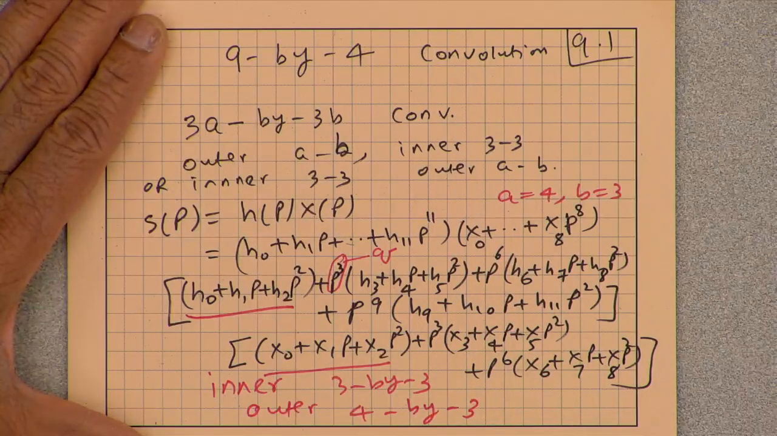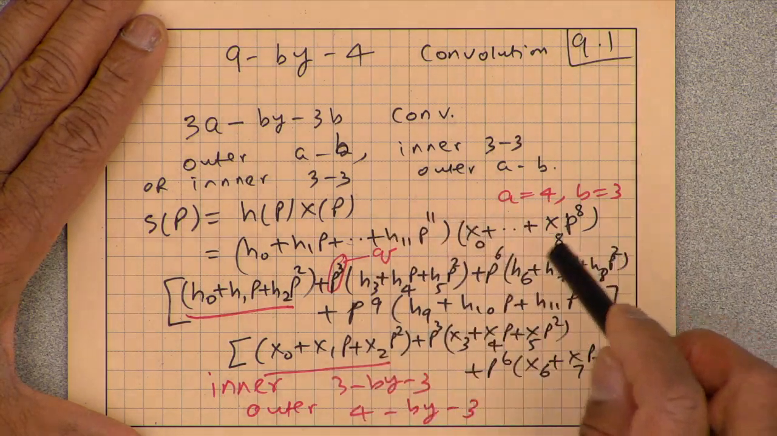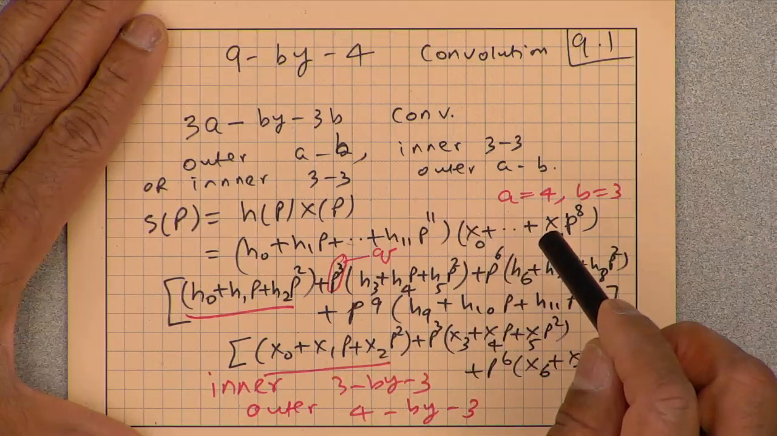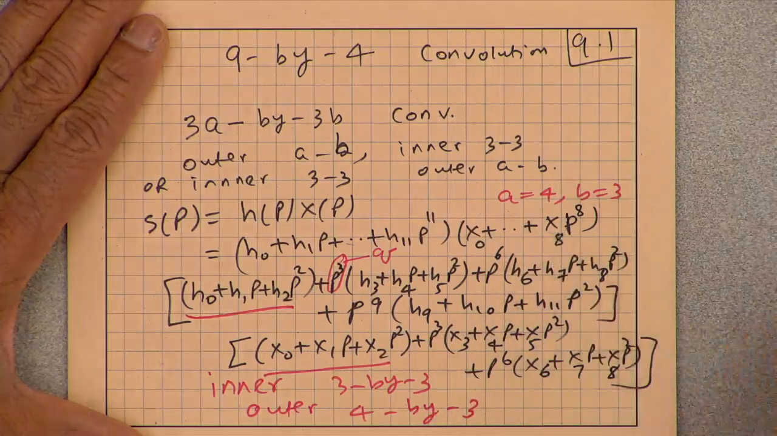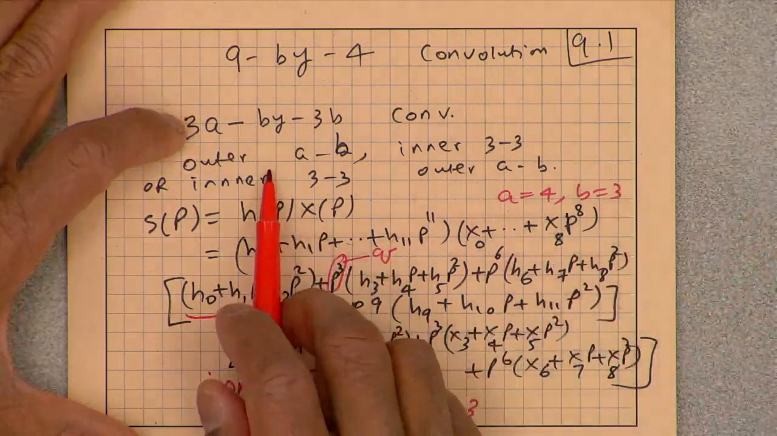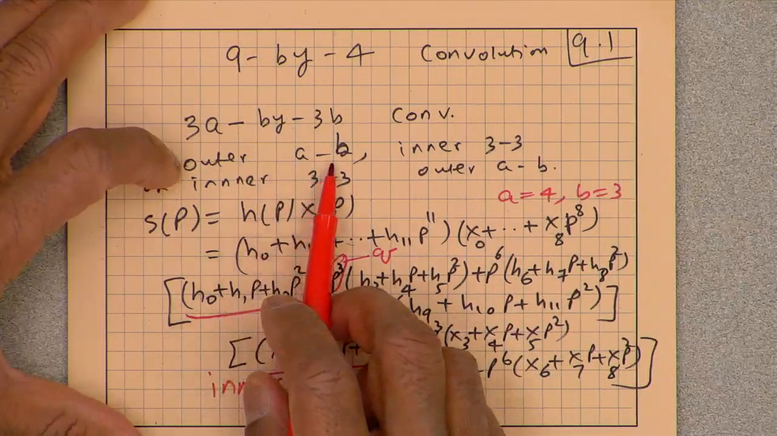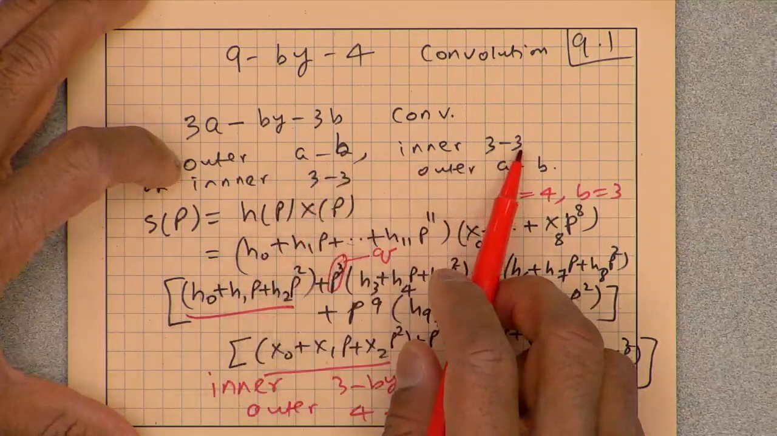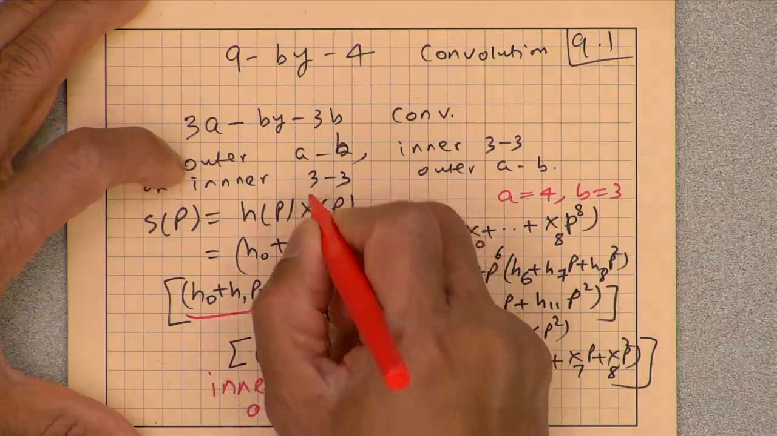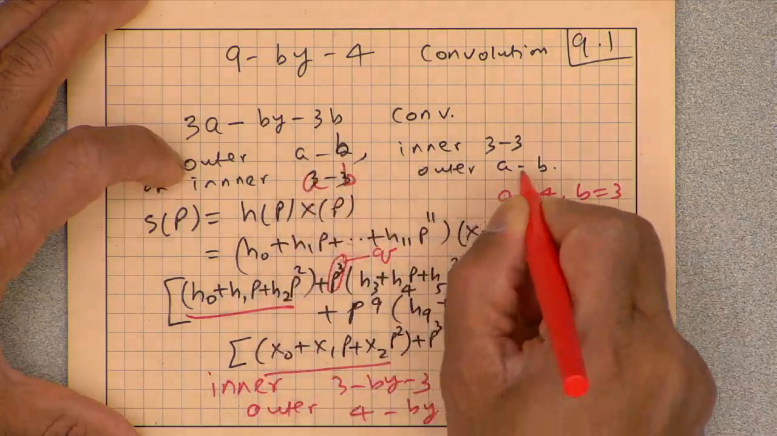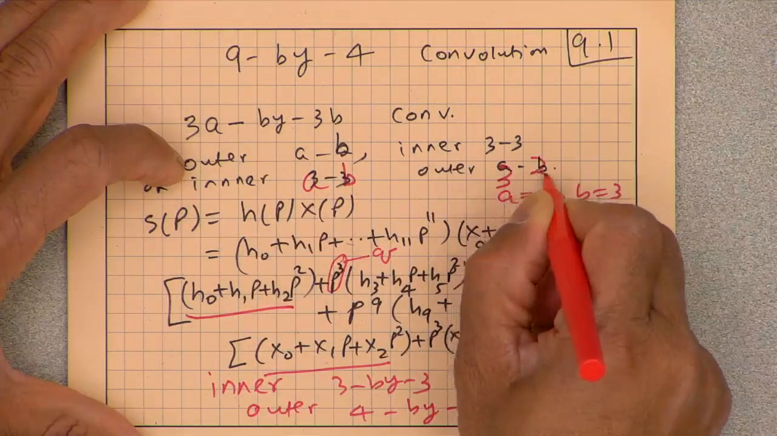I could choose to express this in another way where the inner convolutions will be A by B. Something must be wrong here. Outer A by B, inner 3 by 3, or inner A by B, outer 3 by 3. Okay.